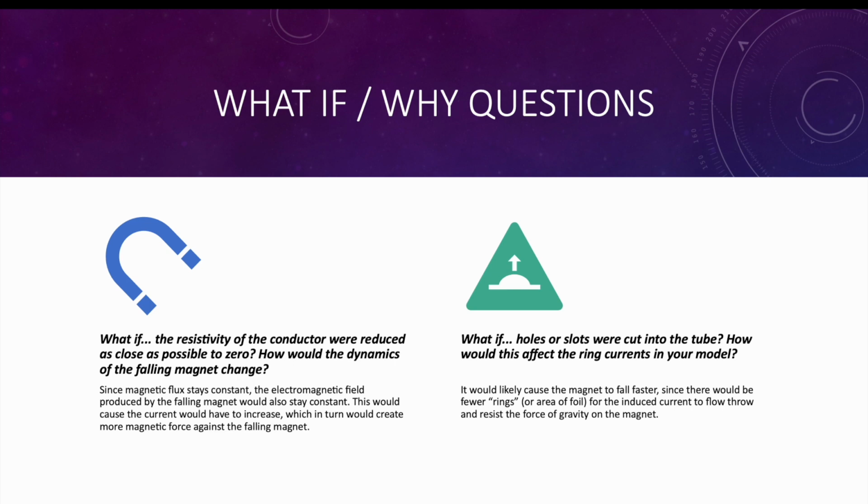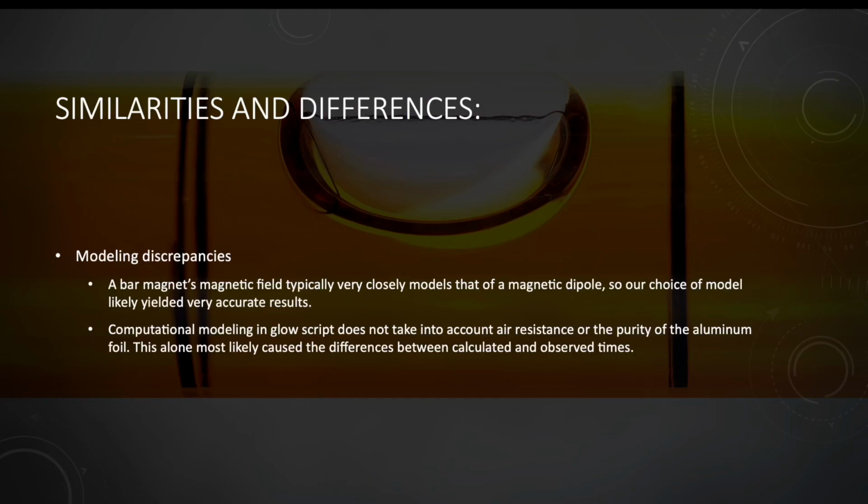What if holes or slots were cut into the tube? How could this affect the ring currents in your model? It likely would have caused the magnet to fall faster, since there would be fewer rings or less area of foil for the induced current to flow through and resist the force of gravity on the magnet.